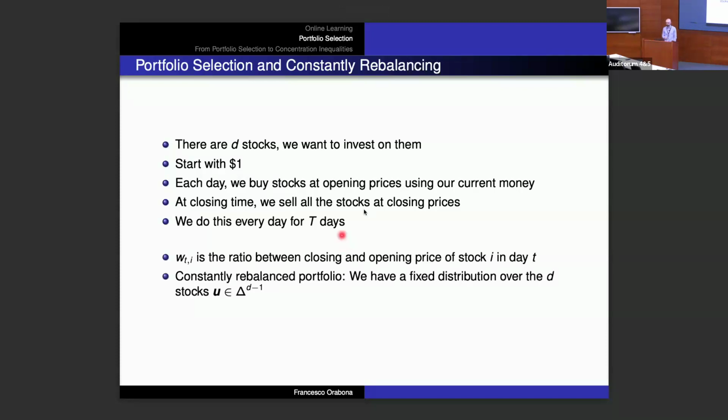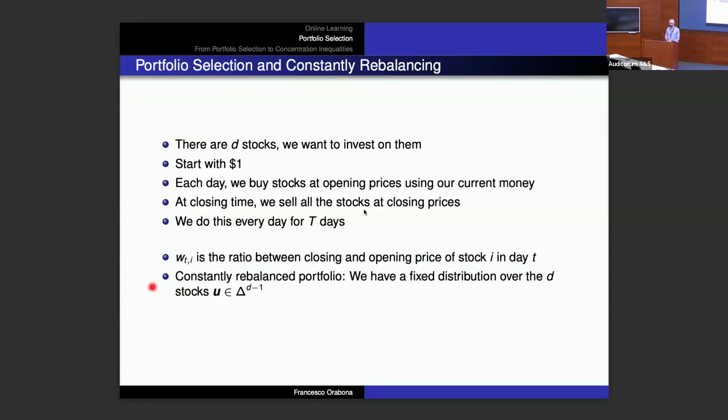Now, let me denote by w_{t,i} the ratio between the closing and opening price of stock i at day t. Okay, so if this number is bigger than one, you're making money. If it is smaller than one, you're losing money. If it is 0, the stock crashed completely. You lost all your money.